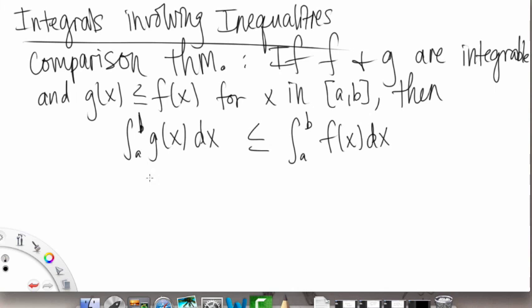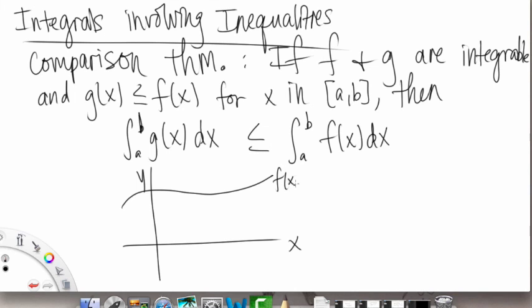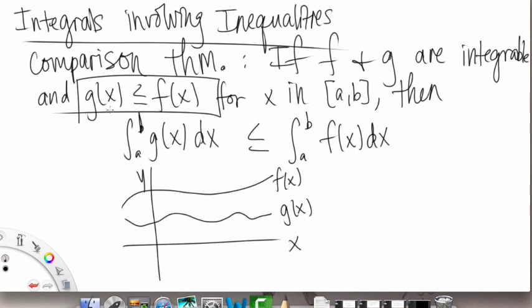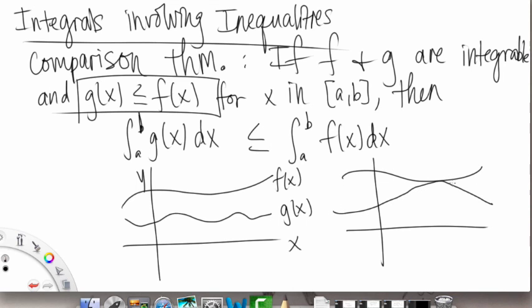So let's say we have something going along, right? So here's our x and here's our y. Here's f of x, okay? So there's f of x, and here's g of x going along, right? So there's our g of x. So this is the condition, right? They're both integrable, and g of x is the lower function. It's always going to be below our f of x. We could even have an example here where it does touch at one point, okay? So it touches and then it goes back down. This would be the equals to part, right?